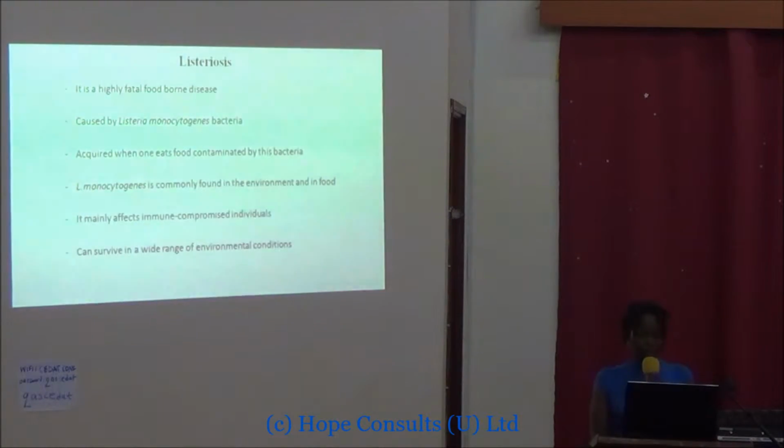Listeria is a highly fatal foodborne disease, and you know how foodborne diseases are very important in the Western world where they eat ready-to-eat foods. It's caused by Listeria monocytogenes bacteria, and it's acquired when one eats food that's contaminated by this bacteria. It's commonly found in food and the environment, and it survives in a wide range of environments, and that's why we took time to do this research.